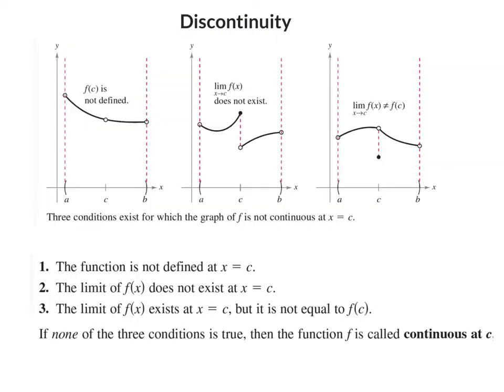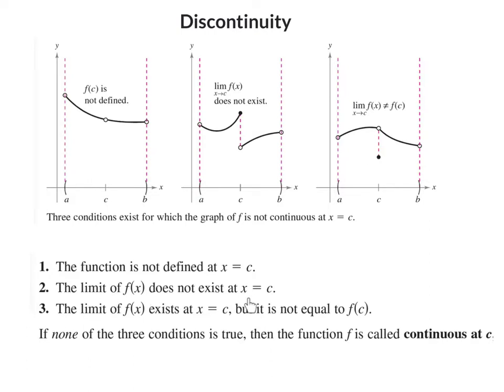Speaking of something that is discontinuous, we have discontinuity, which means that my function is not continuous at a point or over an interval. So there are three typical things that happen with discontinuity. The function isn't defined at a certain x value. So that's like this graph here. I've got a hole, not defined, not continuous.